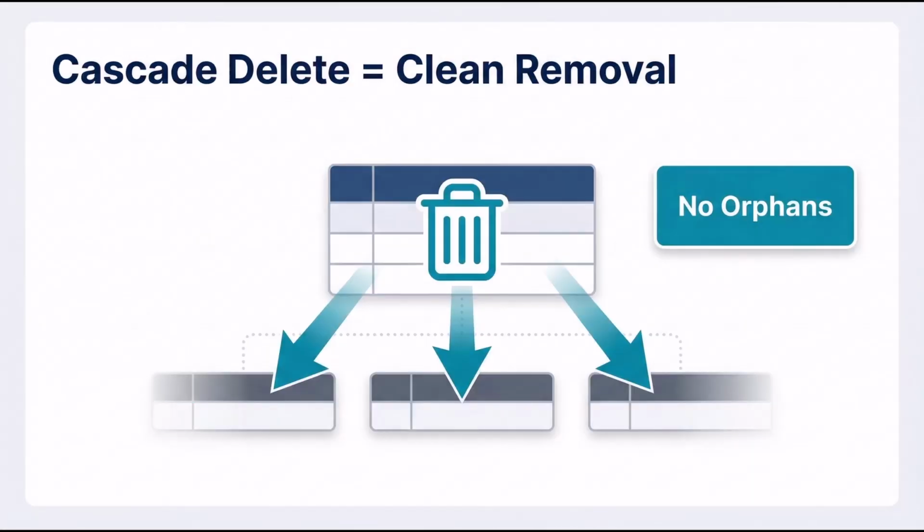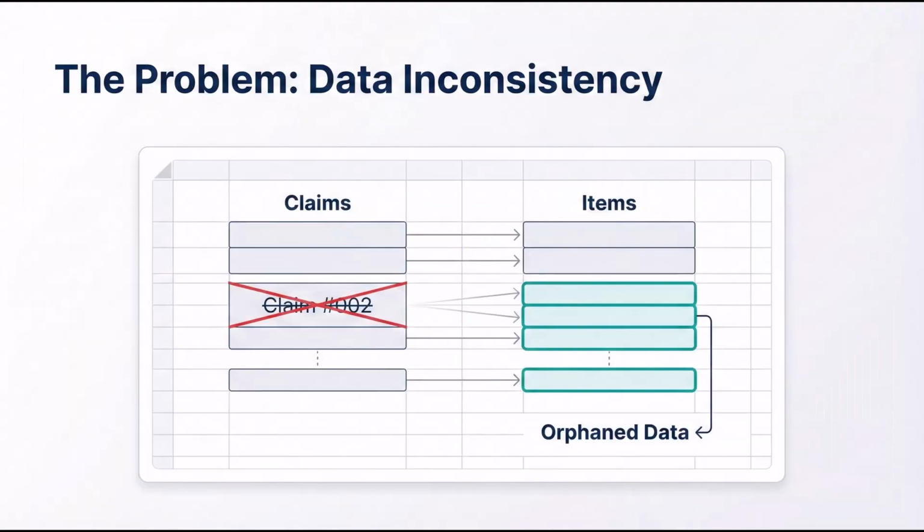Now, here is the really important part. We are also going to configure something called Cascade Delete. This means if you delete a warranty claim header, the system automatically deletes all the associated lines, no orphan data left behind. Let me explain why this matters.